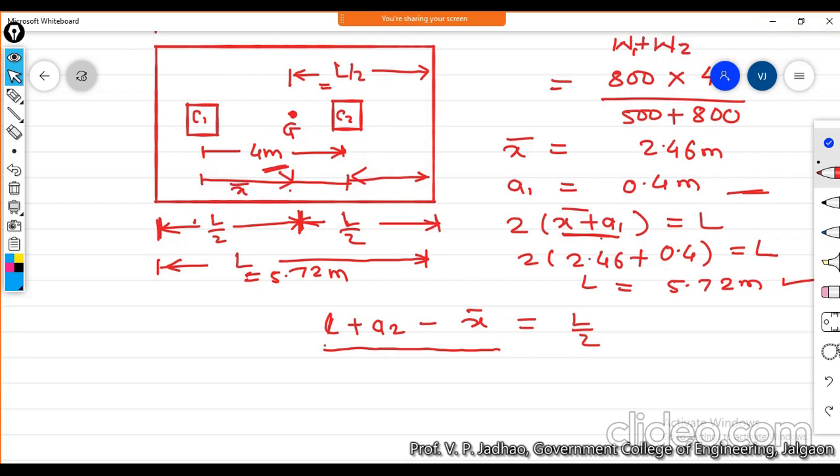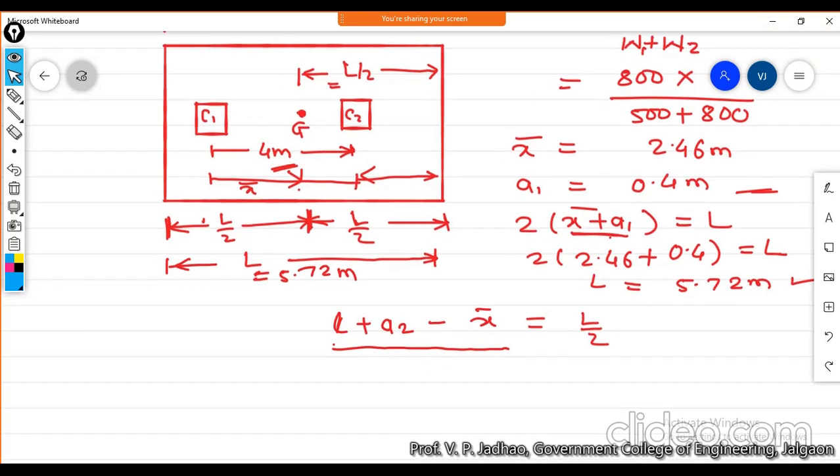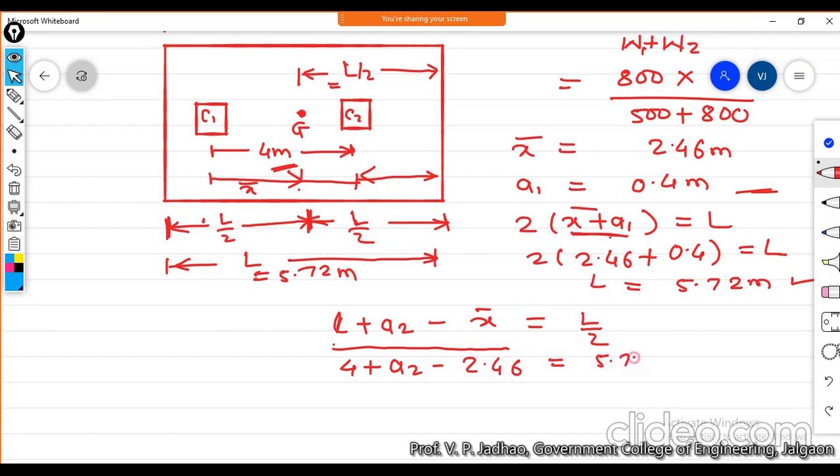Therefore we put in all the required values. We don't know the value of A2, but we know L. So 4 plus A2 minus x bar, which is 2.46 meter, is equal to L, which is 5.72 meter, divided by 2. We solve this equation and we get A2 is equal to 1.32 meter. So this particular distance A2 is 1.32 meter.